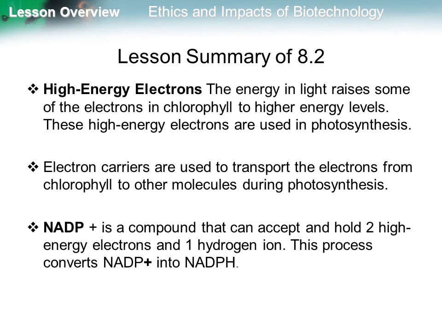So, high energy electrons. The energy in light raises some of the electrons in chlorophyll to higher energy levels. These high energy electrons are used in photosynthesis. Electron carriers are used to transport the electrons from chlorophyll to other molecules during photosynthesis.